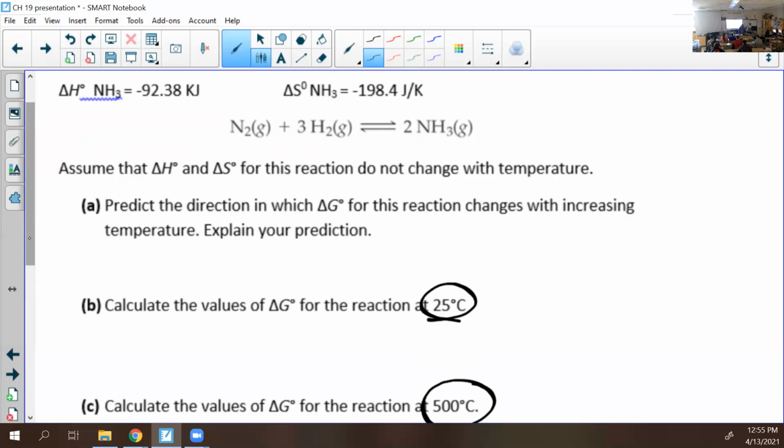I just remember how to make kilojoules and joules. Just move it 3 places. So to make it kilojoules, this would be 92,380 joules, or this would be 0.1984 kilojoules. So it's probably easier to work in kilojoules. I personally go to kilojoules.